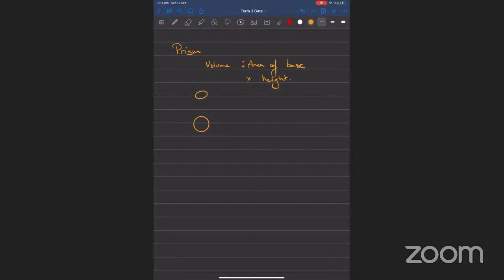Let's just say we have a cylinder here, and the base is 5 centimeters squared, and the height is 10 centimeters. Can someone send me what the volume is in the chat? In the chat, send me the volume.